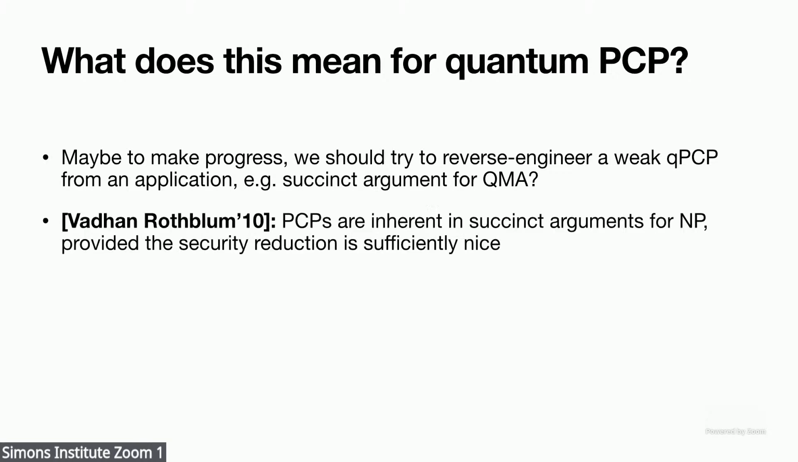So why would you think about that in particular? Well, I mentioned at the very beginning that succinct arguments for NP are achieved using PCPs for NP. This is the Kilian result. And there's kind of an inverse to this. There's a paper by Bitansky and Rothblum from 2010 that says that PCPs are inherent in some class of succinct arguments for NP. So provided that the security proof of the succinct argument is sufficiently nice, you can convert it into a PCP.